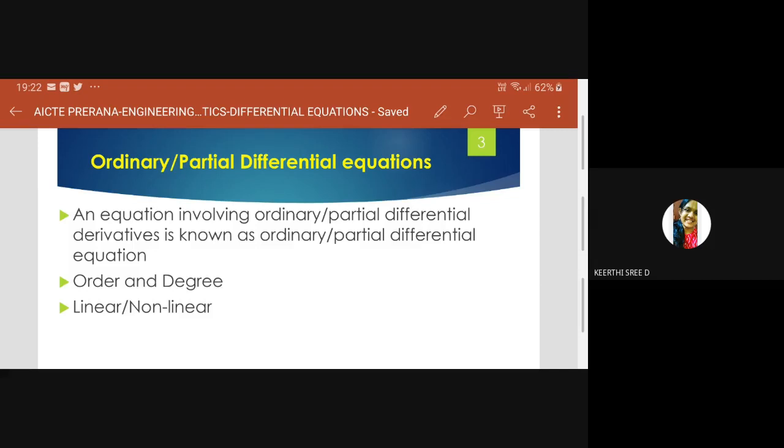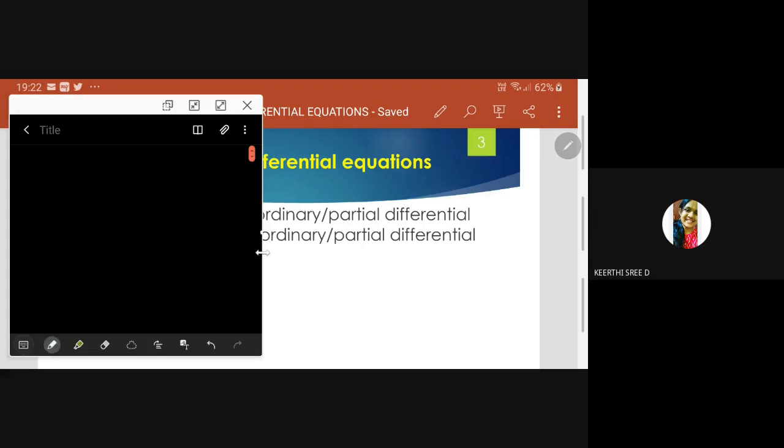Similarly, linear and nonlinear also we can talk about. For that, I will give an example here. For example, if we take y double dash equal to, whenever we write y double dash like that, it is an ordinary differential equation. So y double dash is, say, yx, if I write like this. So this is a linear one.